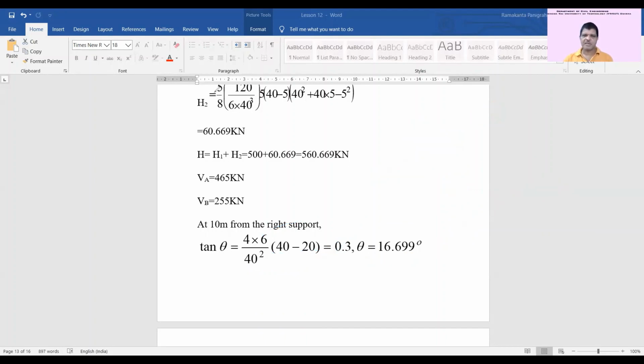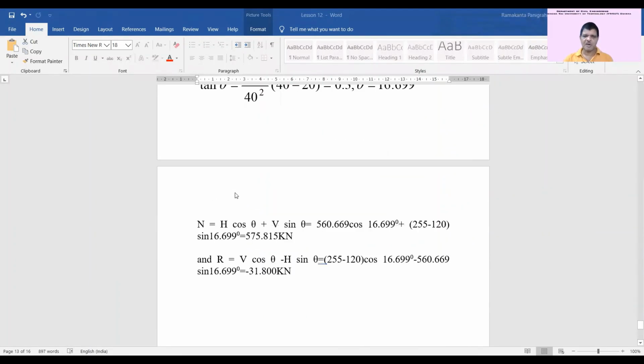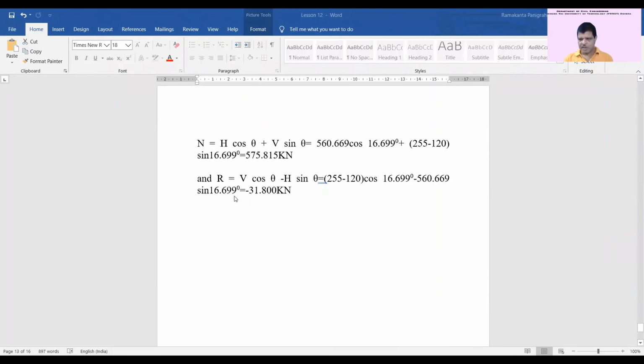Let us see what the equations are for the radial shear and normal thrust. For the normal thrust, we have H cos theta plus V sin theta, and for the radial shear, we have V cos theta minus H sin theta. So already you have found the value of H, which is 560.669, and V is to be calculated at that section, at 10 meters. So let me explain again.